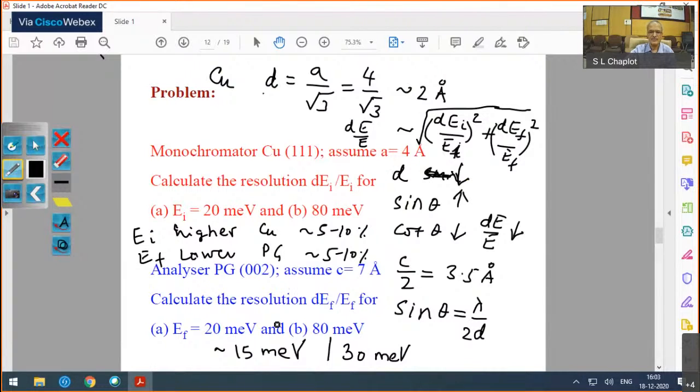So for these levels of energies, our resolutions are in the range of 2 to 5 meV for dE itself. That is, the resolution on the phonon energy would be in the range of 2 to 5 millielectron volts for these kinds of settings. Okay.